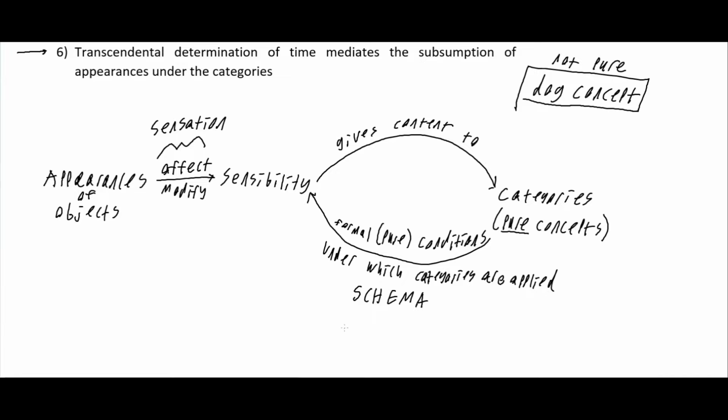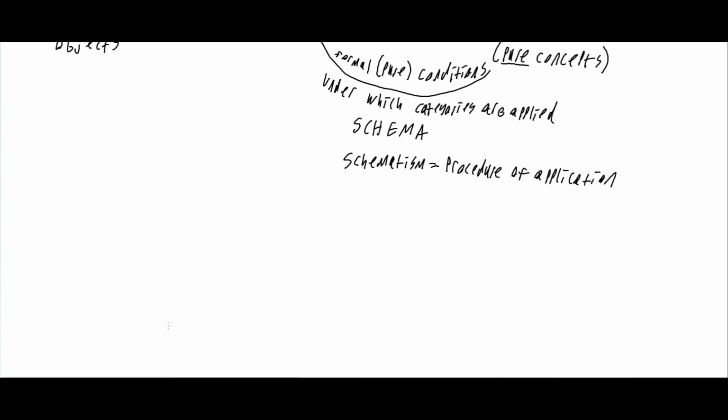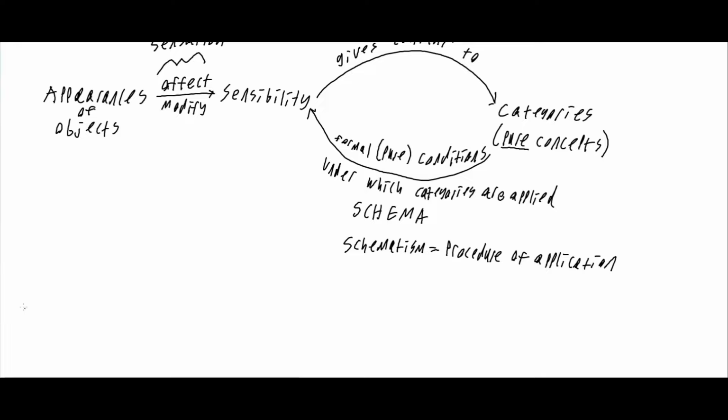So these are the schema, the formal or pure conditions under which the categories are applied. And he also says that schematism is the procedure of application. And so Kant also says that the schema, because we see here that we have the sensibility, which is where we would have the image. So the image would be in sensibility. We have the image here.